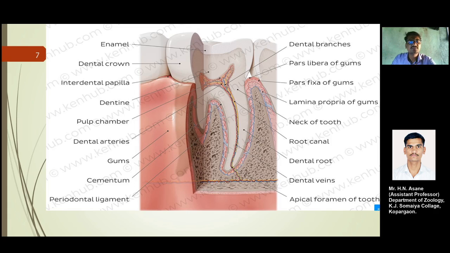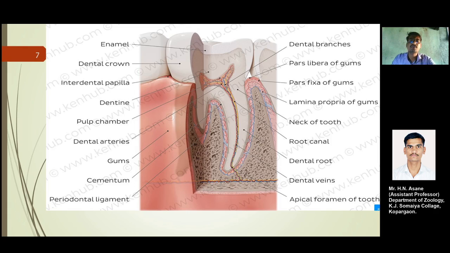interdental papillae. And then you can see the dentine, that is below the enamel. As you can see, there are various parts that we are going to see one by one. We are going to see the root canal, the neck of the tooth, and the lamina propria of the gums.